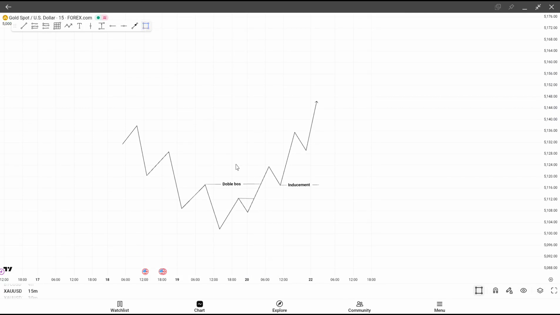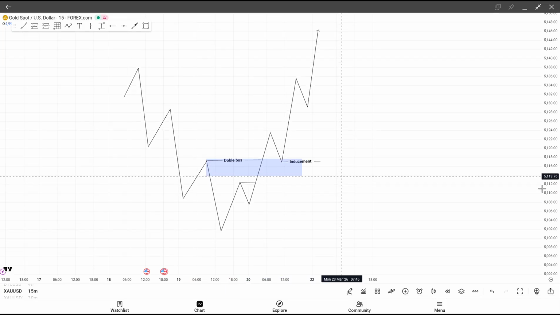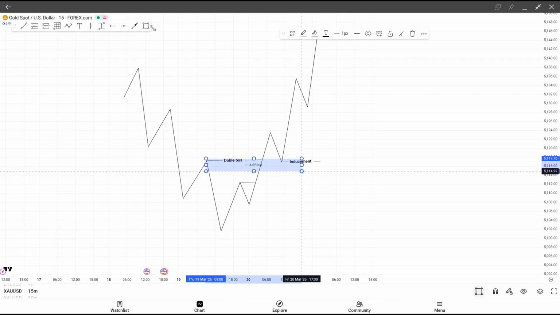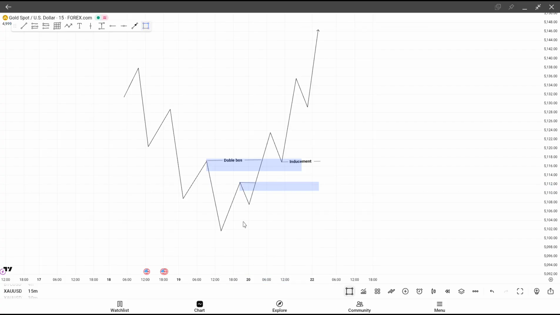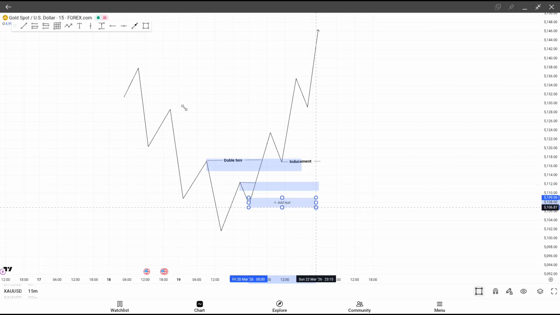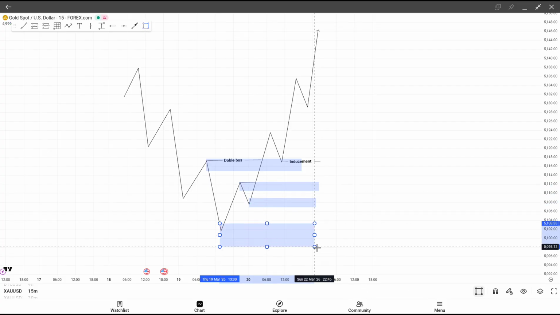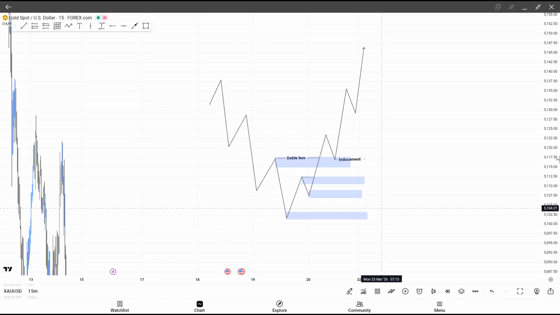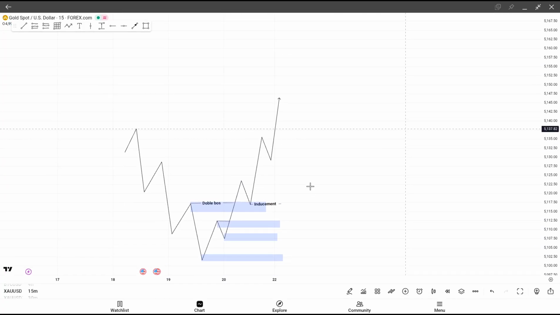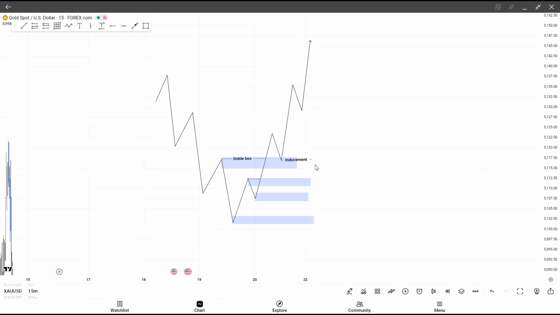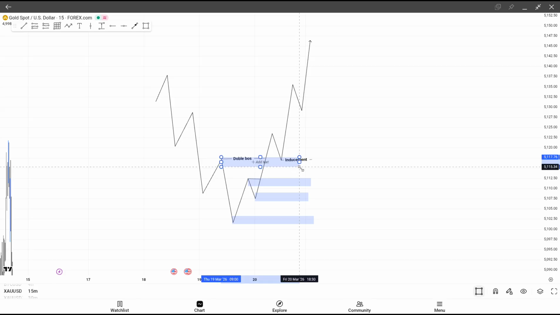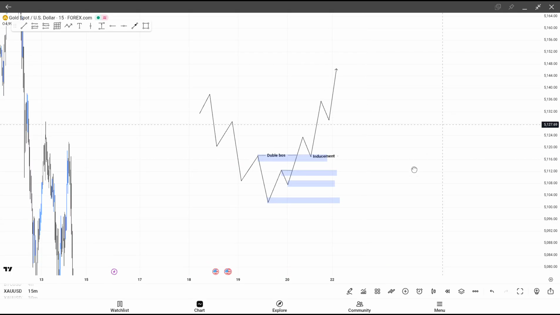How many points of interest do we have here? We have this breaker block. We also have this breaker block below here. We have this order block also, and we also have this order block at the extreme zone. So what point of interest are we taking? We are taking the point of interest that has not been mitigated. The point of interest needs to be unmitigated. So this breaker block has been mitigated, or touched by price.